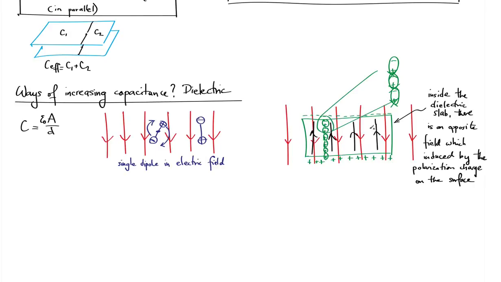So due to all these molecules lining up, I have effectively a sheet of negative charge at the top of the slab and a sheet of positive charge at the bottom of the slab. From what we've learned in Gauss's law, when we have sheets of charge, that will generate some electric field. In this case, that would be pointing up, in the opposite direction to the original applied electric field. So inside the dielectric, the electric field will be weakened.